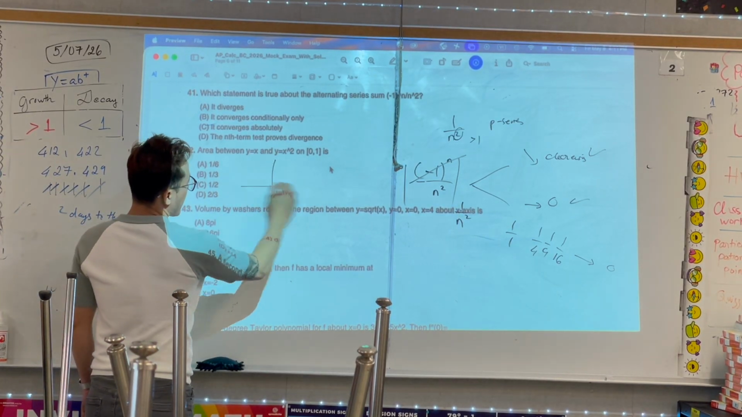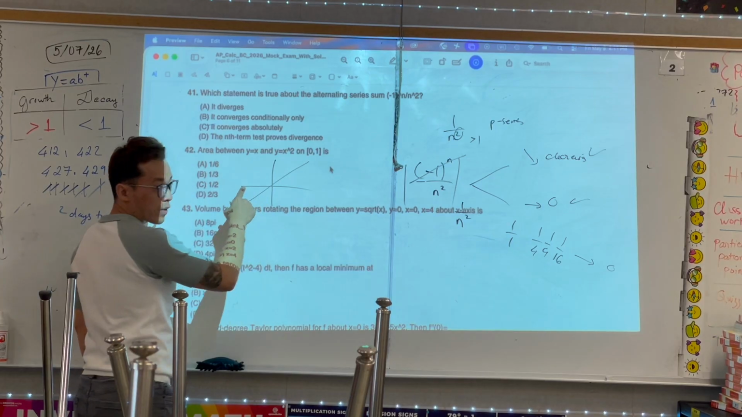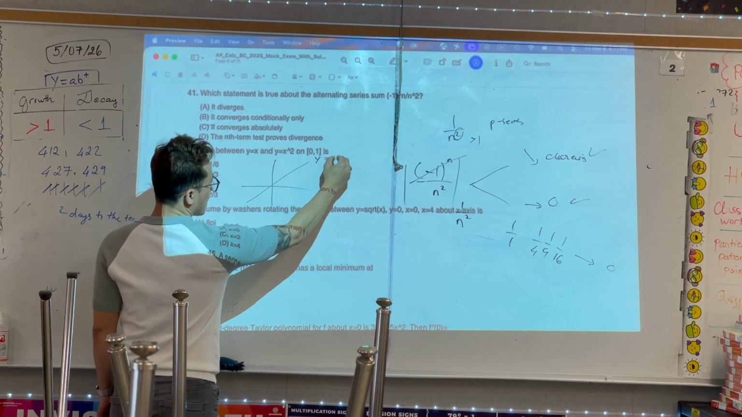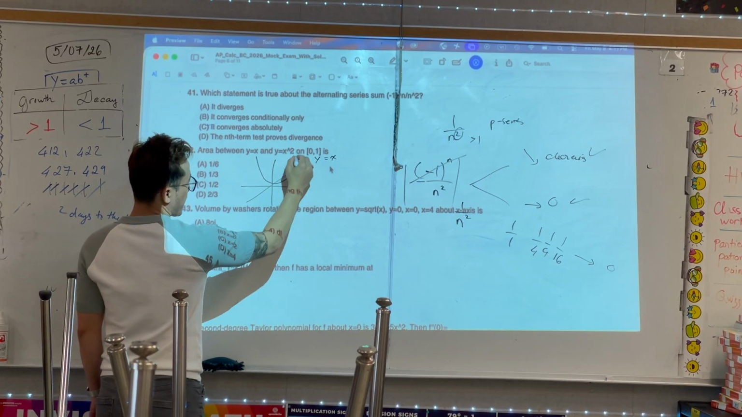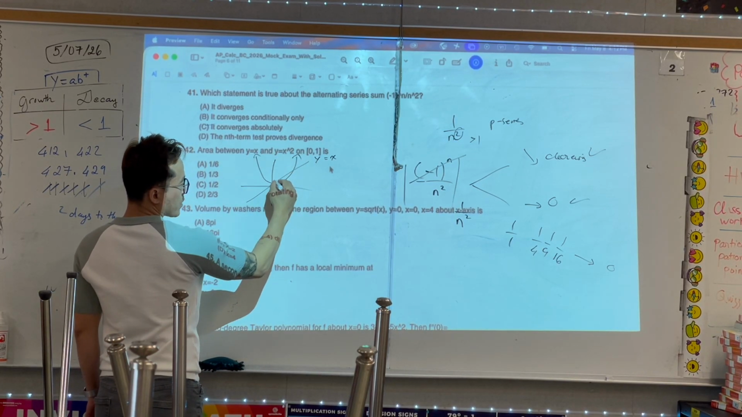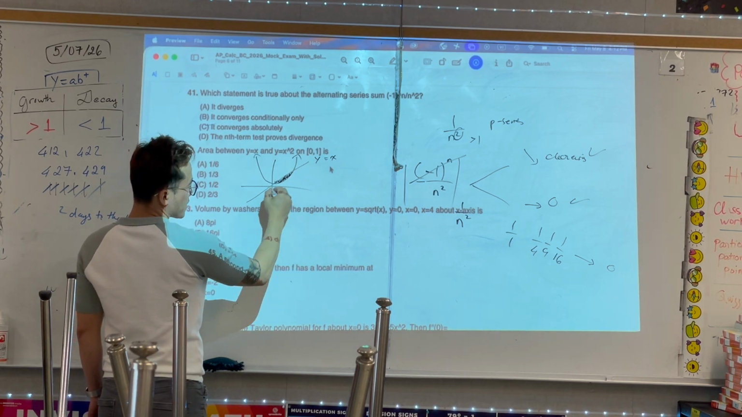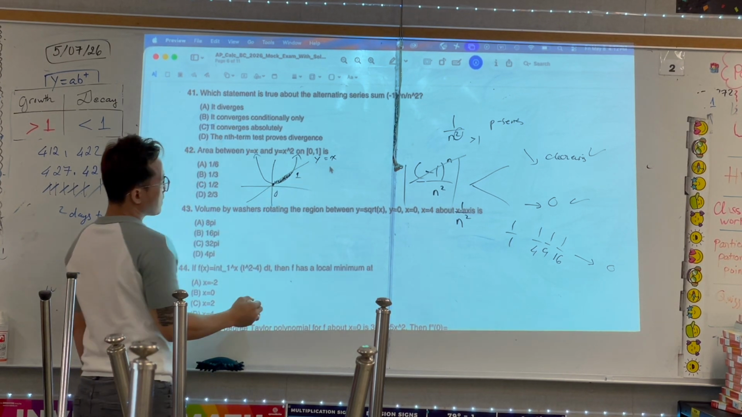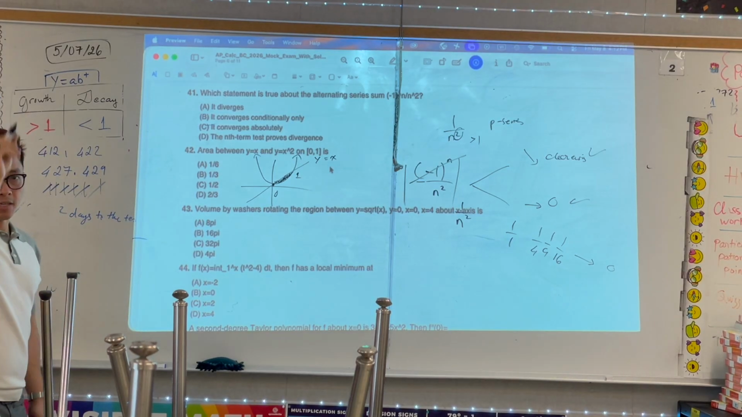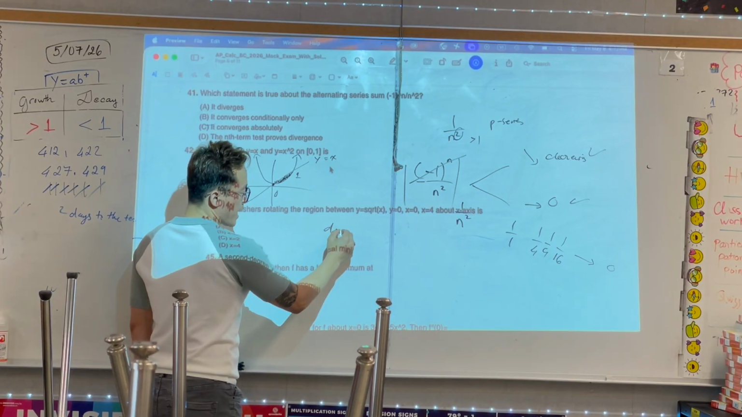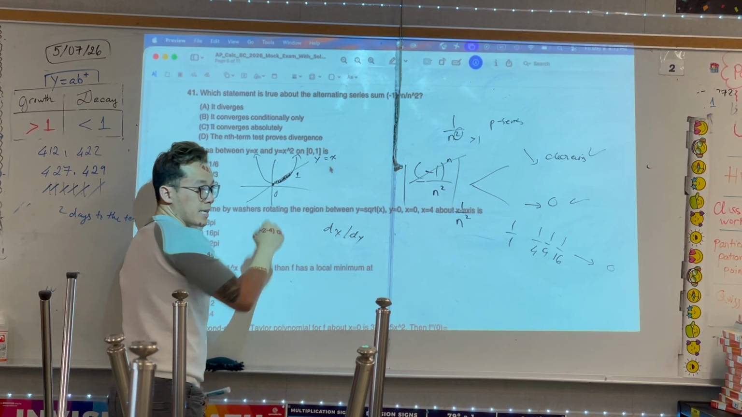Area between this guy, y equal to x, using the calculator. Is this a washer? No. Is this the area under the curve? Y equal to x squared is this. You can use the calculator to get this, from 0 to 1. What is this called? Is it top minus bottom, right minus left? Depends on whether you do dx or dy.